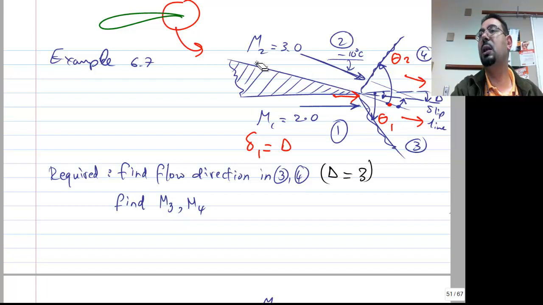Why from here? What is that line? That's the original direction, the before direction. That line is where theta is measured, and that's also where delta is measured. And look at the delta. How much is delta 2?